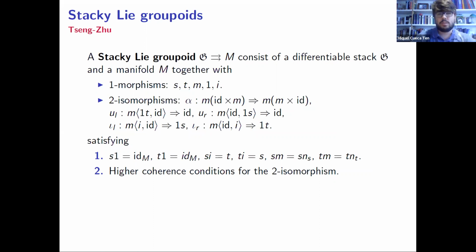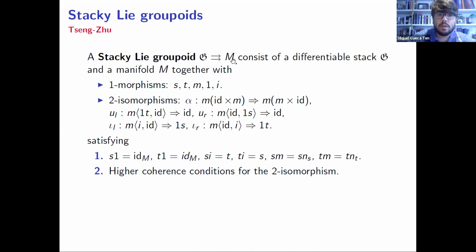Okay, so once we have the definition of a differentiable stack, then I can introduce these Stacky Lie groupoids. So what is a Stacky Lie groupoid? A Stacky Lie groupoid consists just of a differentiable stack and a manifold, and I put like a Lie groupoid structure over there. So I have morphisms: source, target, multiplication, unit, and inverse that are the structural maps of the Stacky Lie groupoid.